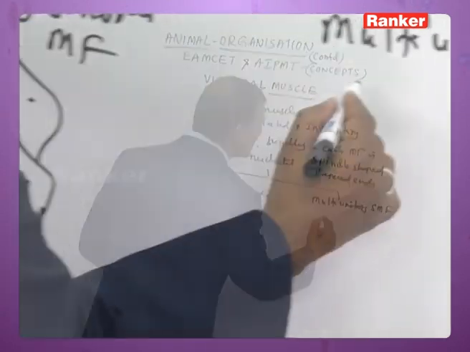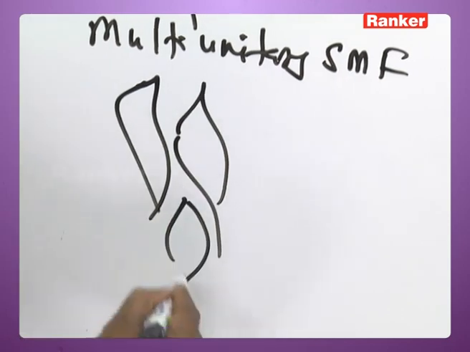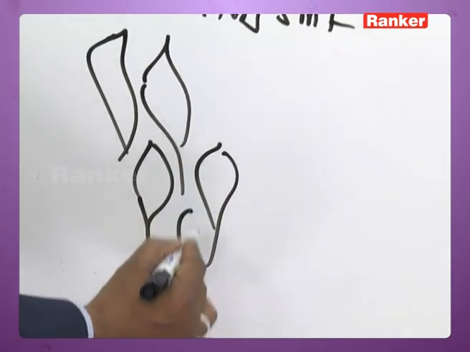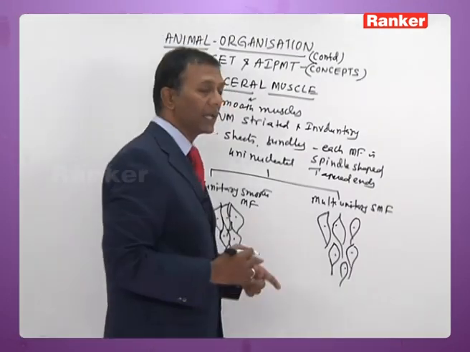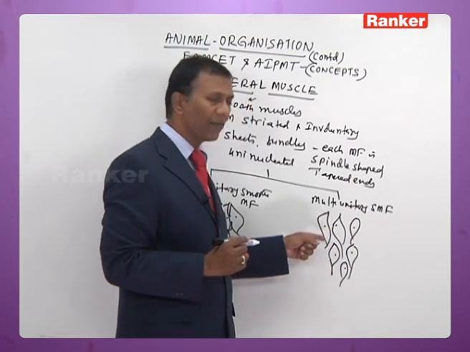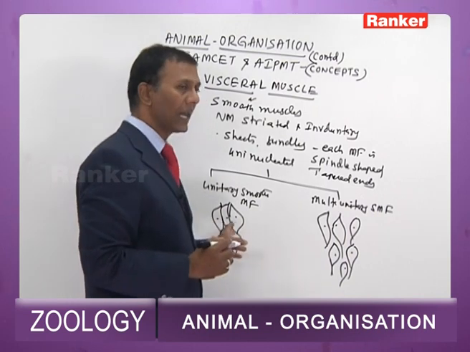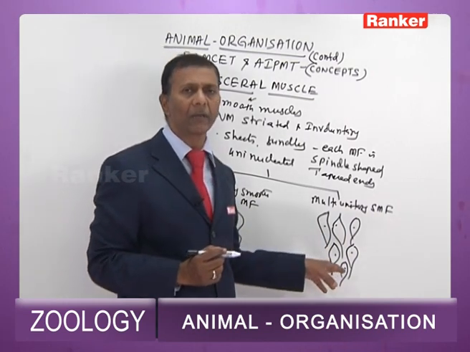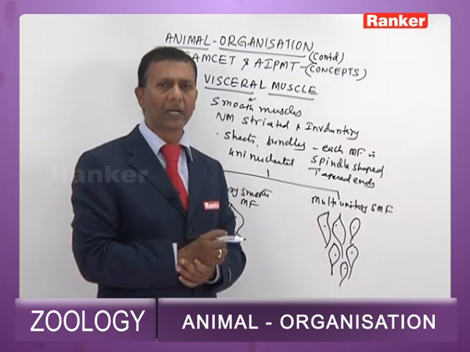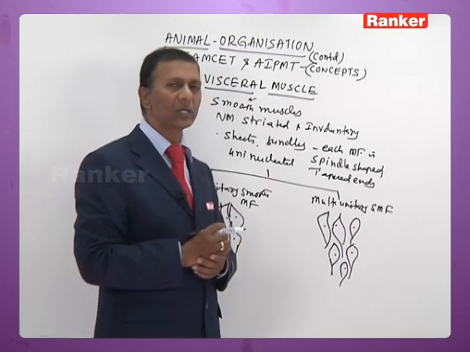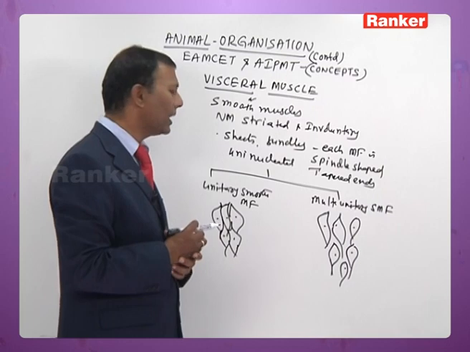Whereas in multi-unitary smooth muscle fibers, the muscle fibers are spindle shaped with tapered ends, and they are independent of each other with regard to their contraction. Here each muscle fiber is under the control of a single nerve fiber. In unitary, all of them contract collectively; here the contractions are independent of each other. Such smooth muscles are called multi-unitary smooth muscles. When all of them contract collectively as a single unit, we call them unitary smooth muscle fibers.